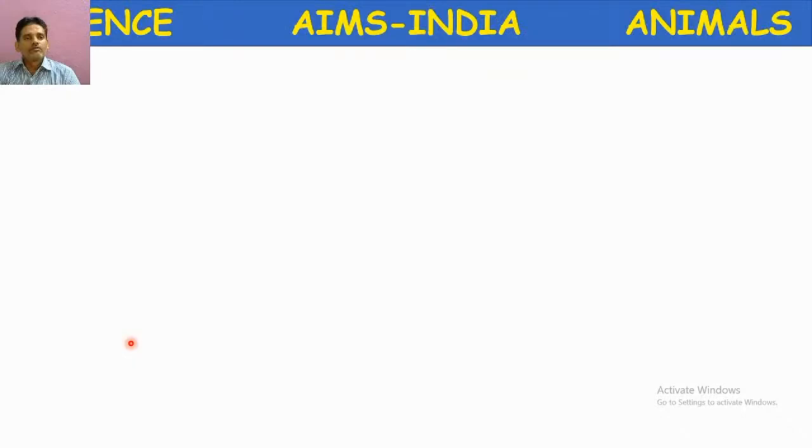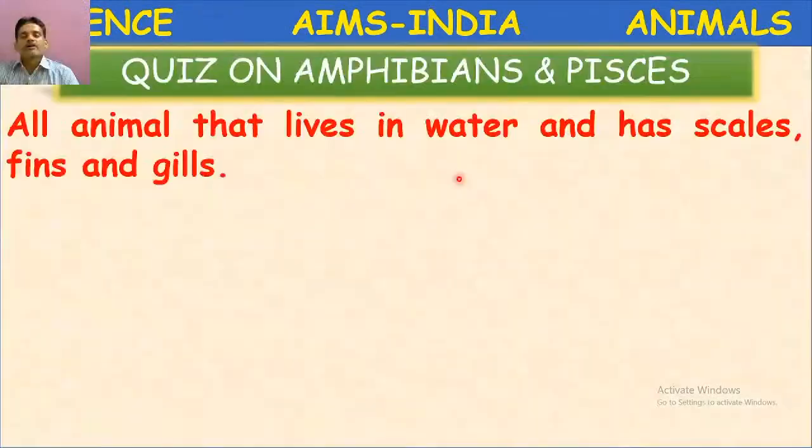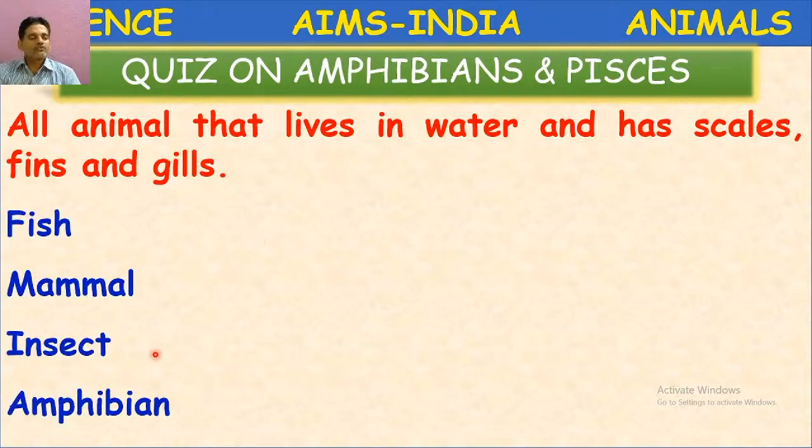All animals that live in water and have scales, fins, and gills. What are those animals? Okay, among these four: fish, mammal, insect, amphibian. The animal which lives in water and has scales, fins, and gills. Which one is correct? Very good. Fish. Fishes are those animals which live in water and have scales, fins, and gills.